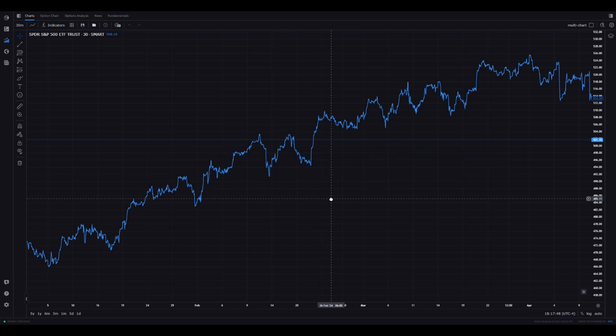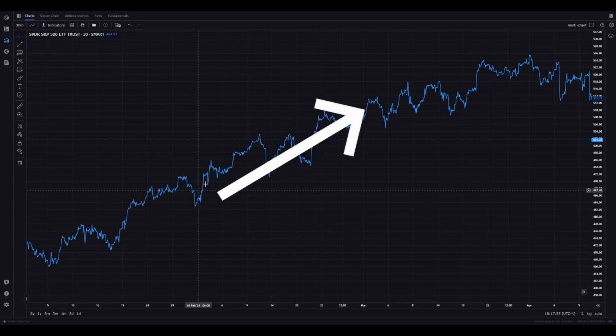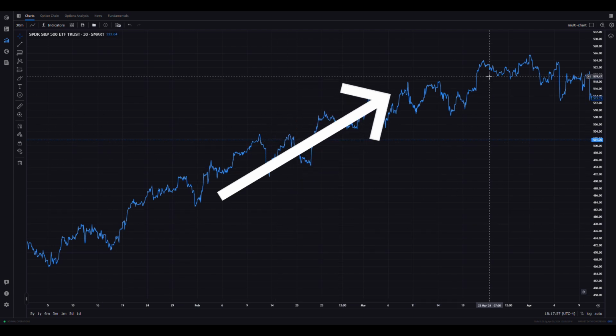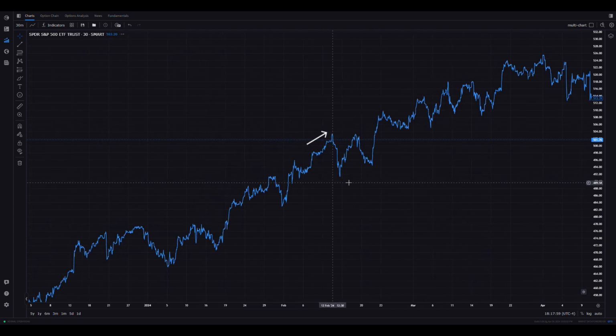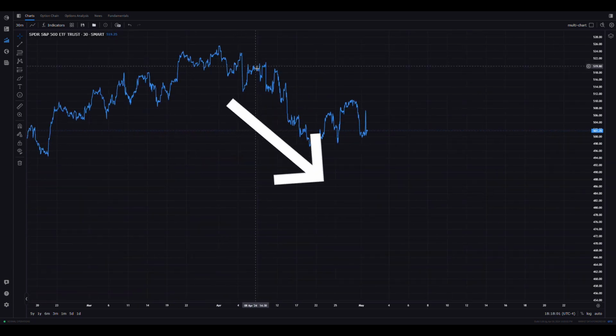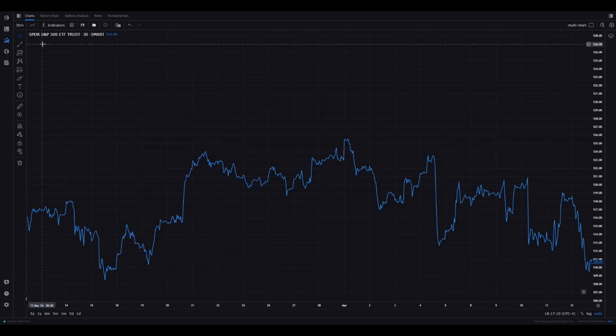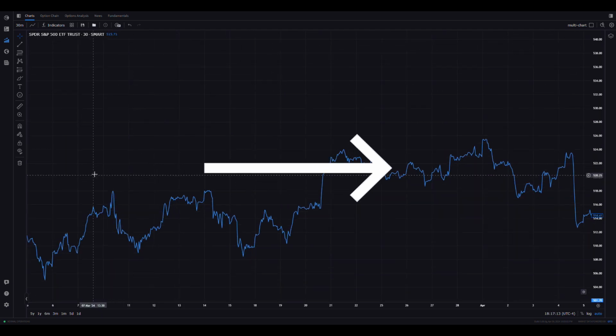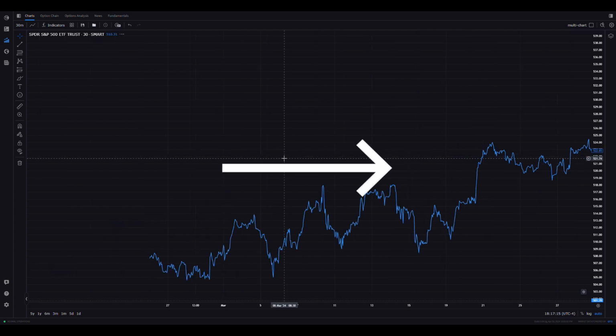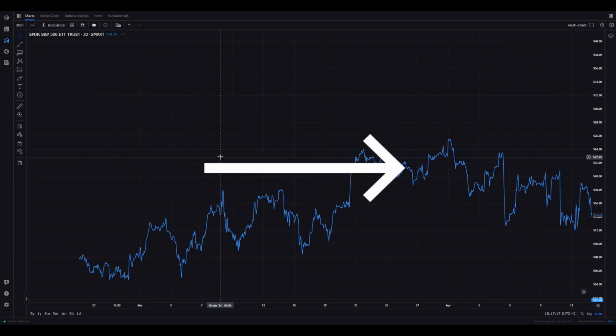Line charts are simple and therefore effective for identifying trends in the market. An upward sloping line indicates an uptrend, where prices are generally rising over time. Conversely, a downward sloping line indicates a downtrend, where prices are generally falling. Horizontal lines indicate periods of consolidation or sideways movement, where prices are trading within a range with no clear trend.